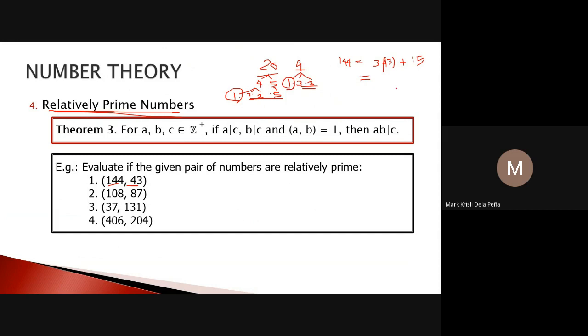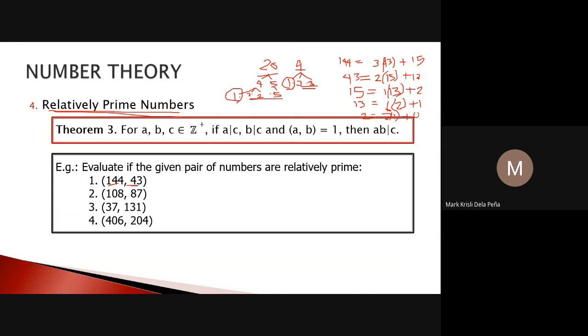Then next, we'll have 43, 15. So the quotient is 2. The remainder would be 13. Then we'll have 15. This is 13. And 1. This is 2. We'll have 13, 2, 6 plus 1. So we'll have 2, 1, 2, 0.